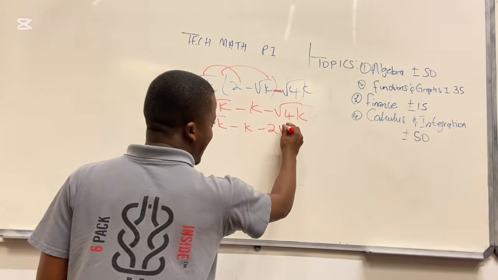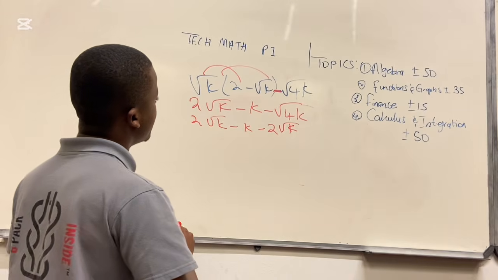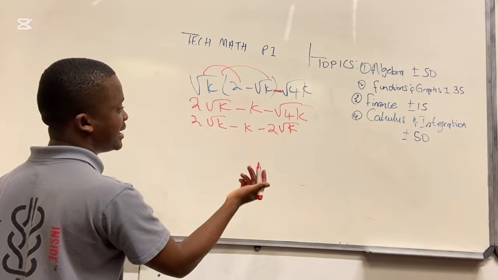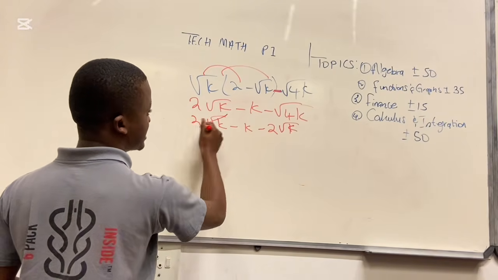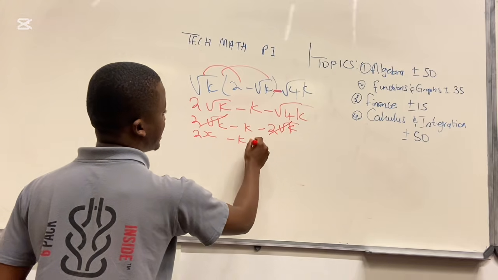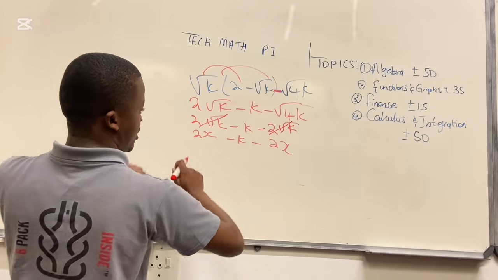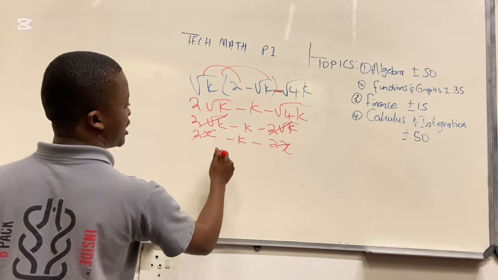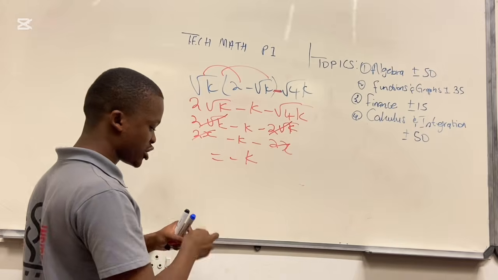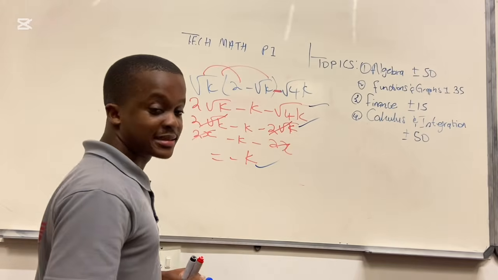And square root of k, we are left with square root of k there. What do we get here? Now we have like terms. This cancels this, because this is like saying 2x minus k minus 2x. They are sharing the same k. This cancels this. We are left with what? Negative k. That is our answer. Then you get your 3 marks there.